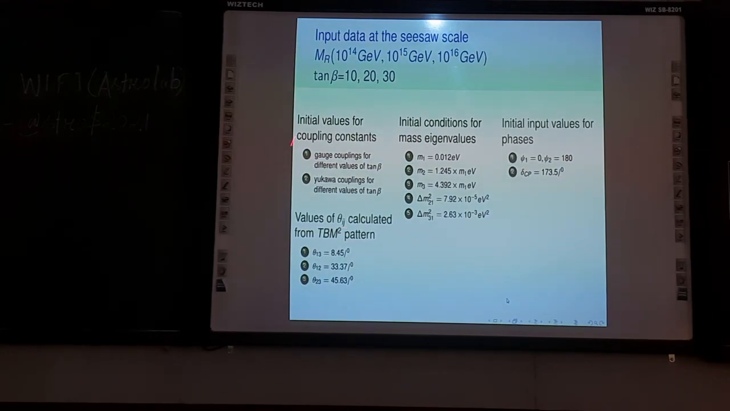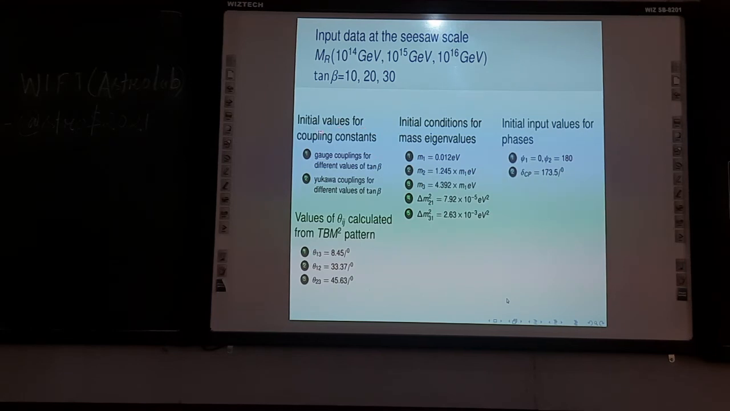Okay, here is the input data. In the top-down approach, I need some input values at the high energy scale. This is the GUT scale. I varied it about 10^14, 10^15, 10^16 GeV for the high energy scale. I also varied tan beta, which is the free parameter: 10, 20, 30. I use these three.